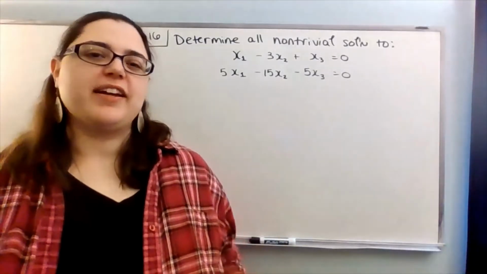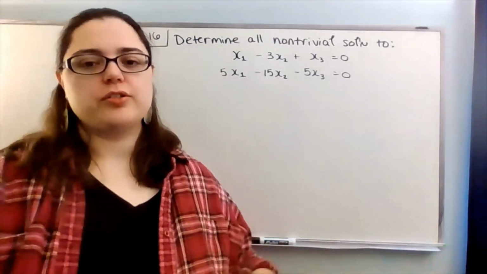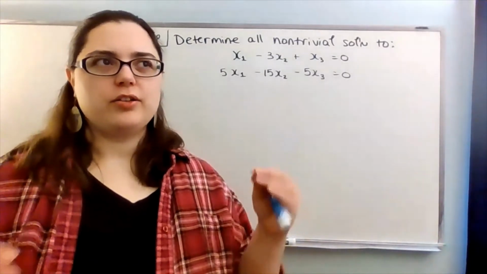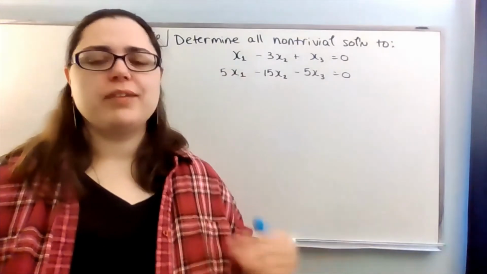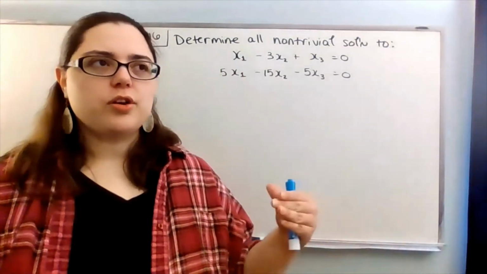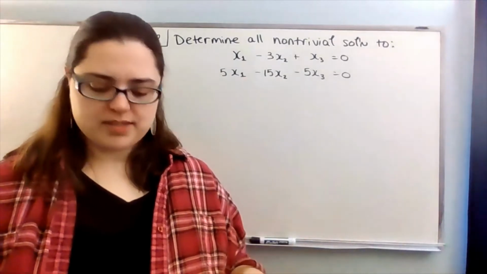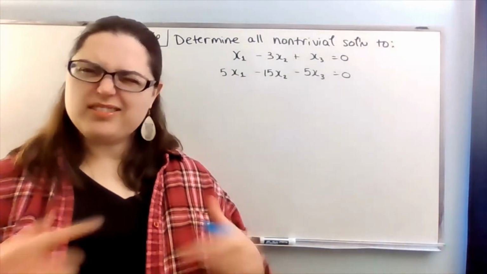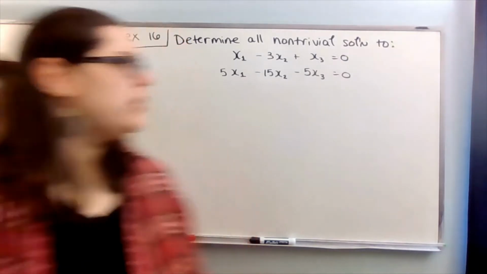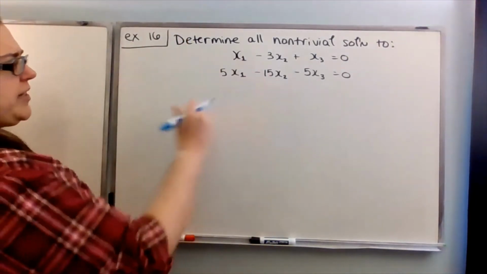When you see words like find non-trivial solutions, or homogeneous system of equations, don't let that send you into a panic. What the heck does this mean? It just means we're going to solve this system like we normally would. So I'm going to use some Gauss-Jordan elimination to solve this system. To begin with, we're going to write the augmented matrix.